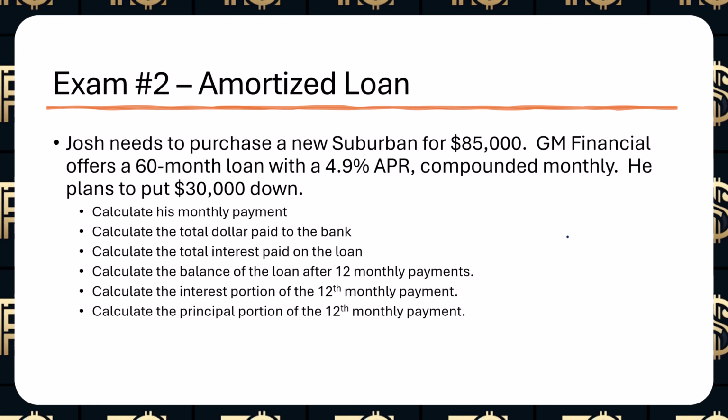It costs $85,000. GM Financial is offering him a 60-month loan with an APR of 4.9%. It is compounded monthly, and he also plans to put $30,000 down on this purchase. We are asked to find the monthly payment, the total dollars paid to the bank, and the total interest paid on this loan. Then we are going to jump into the amortization worksheet within the financial calculator.